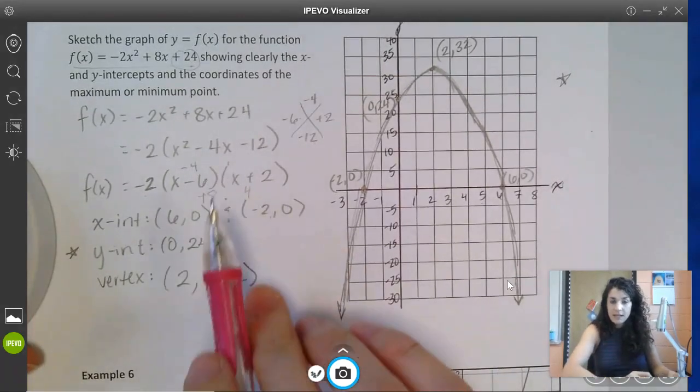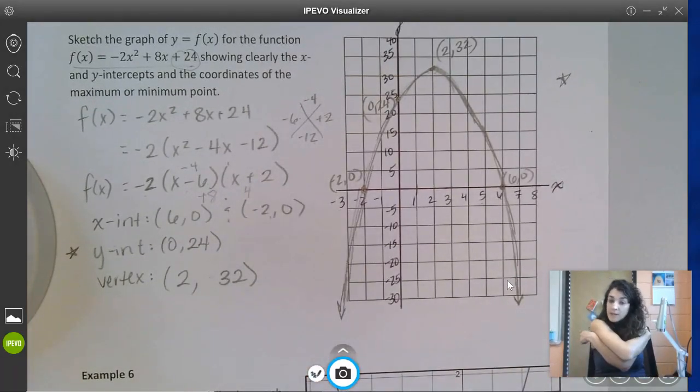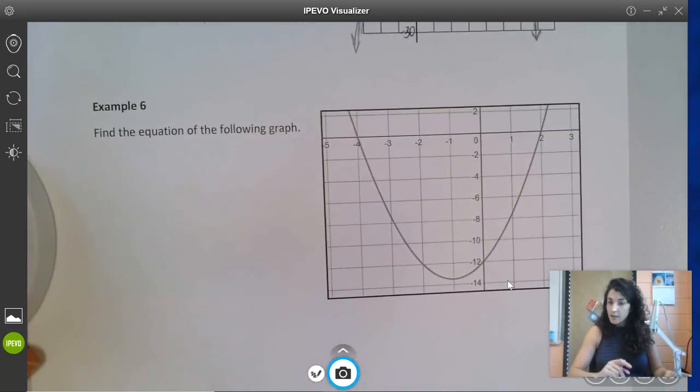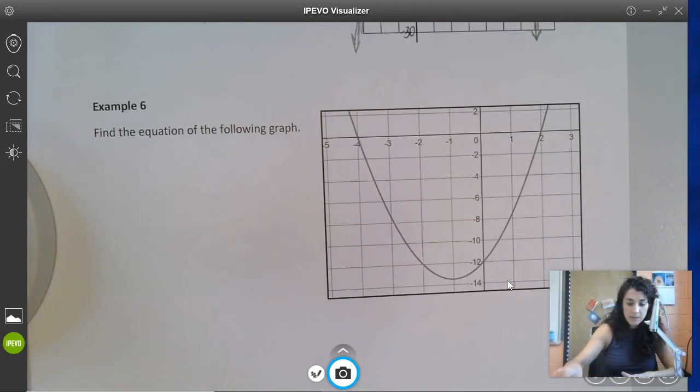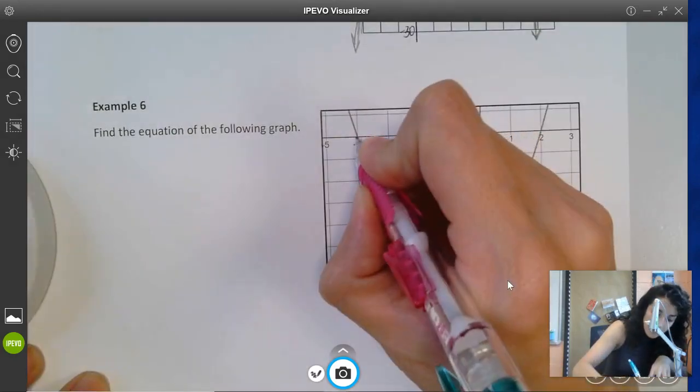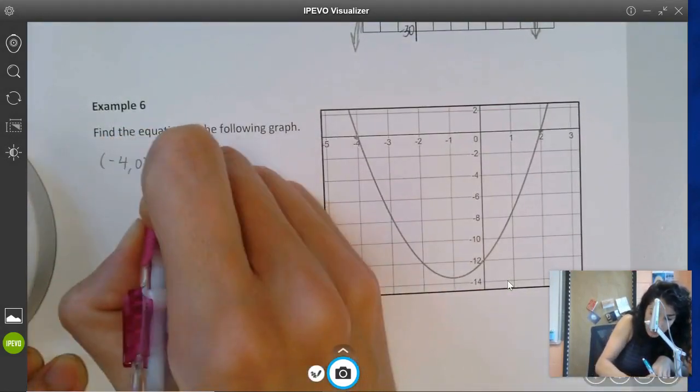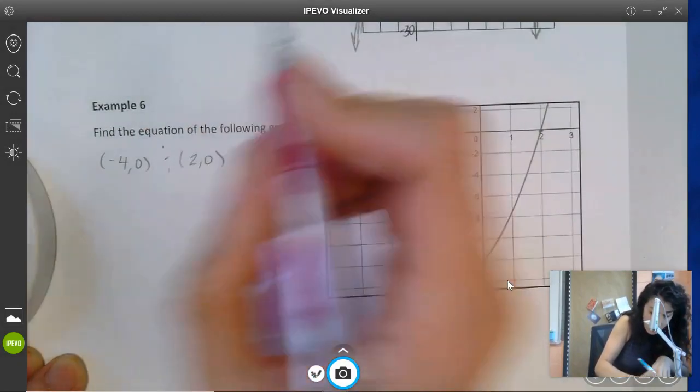And see here, again, full circle with the purpose of today's lesson: understanding the use of different forms and why they might be helpful. We are now going to find the equation of this graph. So we're going to take out key points here. Some key points that we can see are our x-intercepts. Our x-intercepts are right here and right here. So that's (-4, 0) and (2, 0).